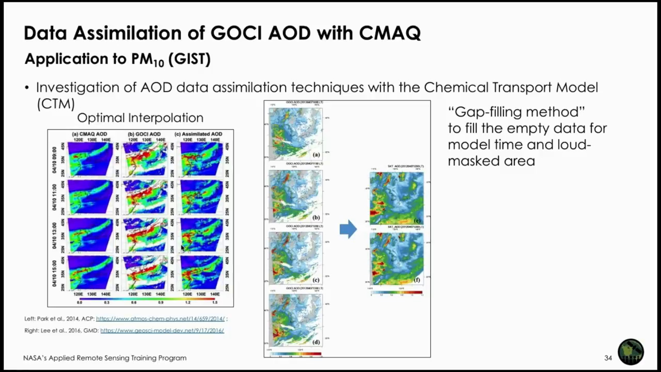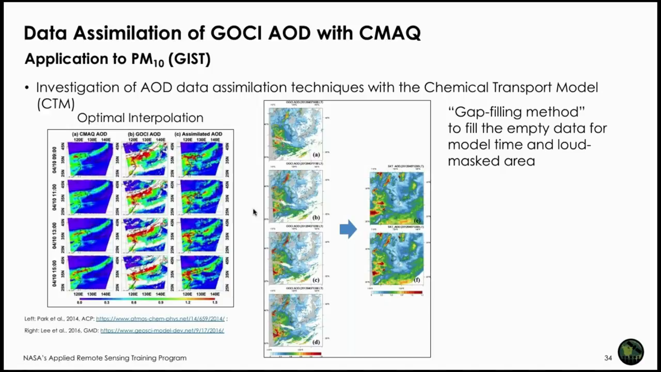This is another study on the assimilation between GOCI and a chemical transport model. CMAQ can also generate AOD and PM2.5, PM10 distributions like the left figure, and GOCI can measure atmospheric conditions like here, the second column. And the assimilation between them, the assimilation result, is the right column, the third column in the left figures.